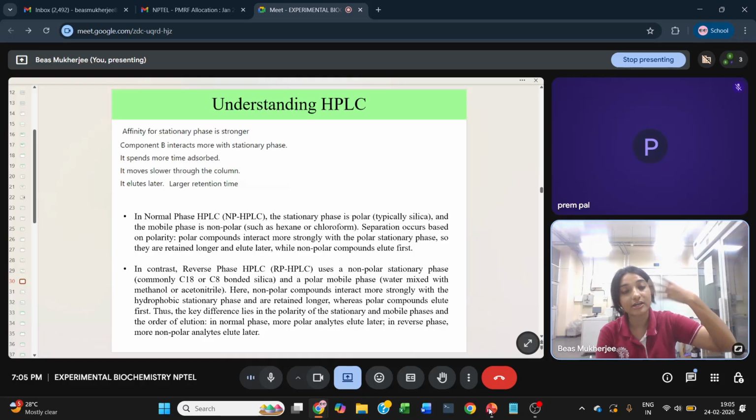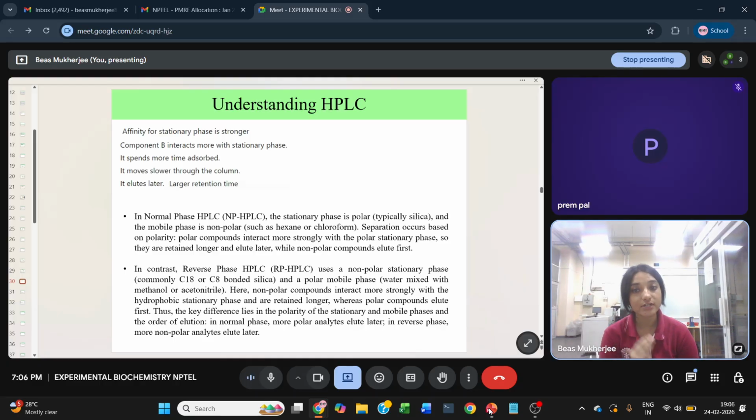It will have a greater retention time. It will elute later, right? So in normal phase HPLC, the stationary phase is polar, typically silica, and the mobile phase is non-polar. So the polar molecules remain stuck, the non-polar molecules elute. For example, lipids. So separation occurs based on polarity, that is, polar compounds interact more strongly with the polar stationary phase, so they are retained longer and elute later, while the non-polar molecules elute first.